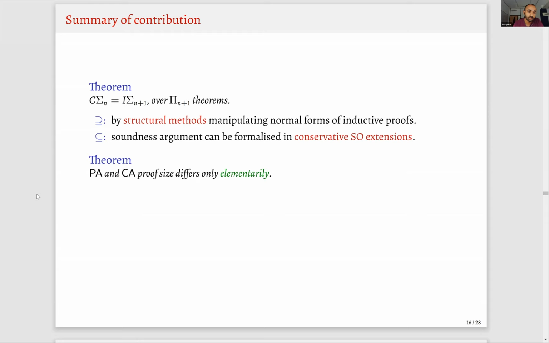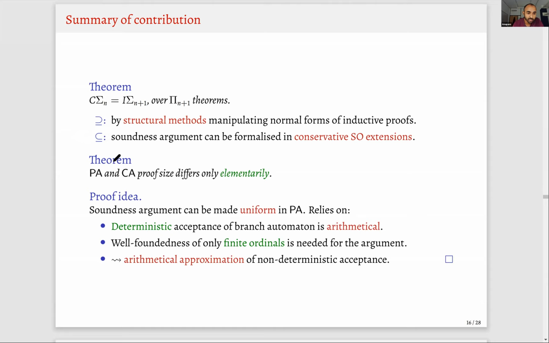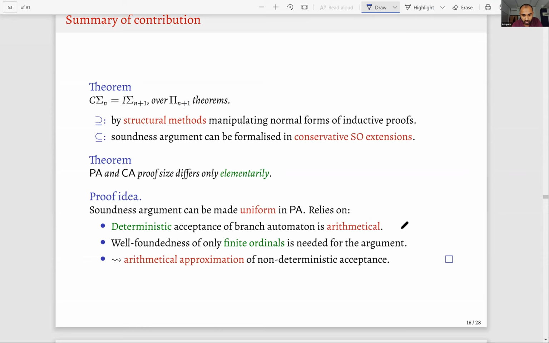The idea behind both this second bullet point and this second theorem is that we can somehow uniformize the soundness argument within PA. Now we can't do it all uniformly because of this problem of truth predicates not existing for the language of arithmetic, but we can do enough of it uniformly to obtain both the complexity bound and the logical complexity bound. We rely on a few different features. If you look at the branch automaton, the automaton that accepts all the infinite branches of a preproof, that turns out to be deterministic. And so acceptance for a deterministic automaton is an arithmetical formula. It's not analytic. There are no second order quantifiers.